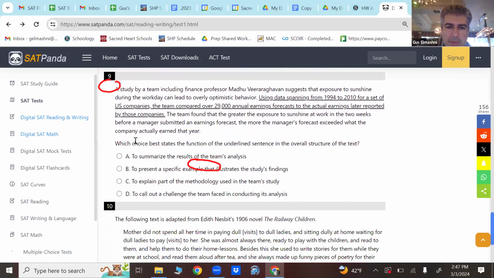Okay, let's try another one just to be sure we got it. So we'll read this one here for ourselves and we'll compare. You got a 2019. Oh, wow.